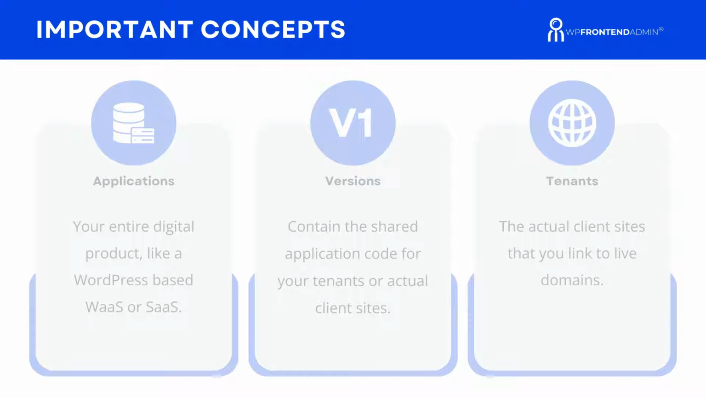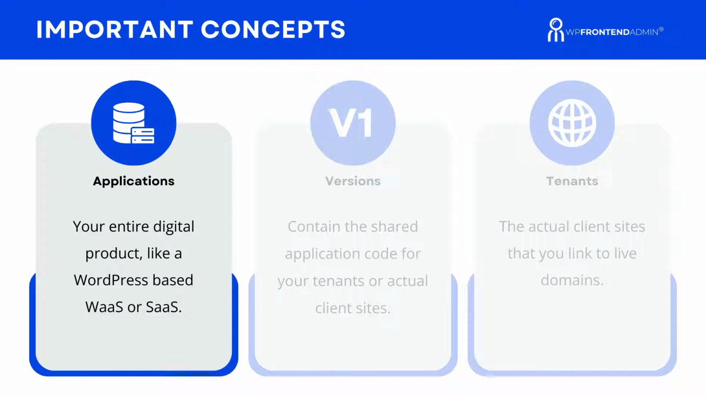To understand the Wildcloud ecosystem, there are at least 3 key concepts you need to grasp. First, applications. On Wildcloud, an application is your entire digital product, like a WordPress-based WAS or SaaS. It contains all the elements of the platform, like versions, tenants, sites, snapshots, and backups. An application is the base on which you will build your platform.